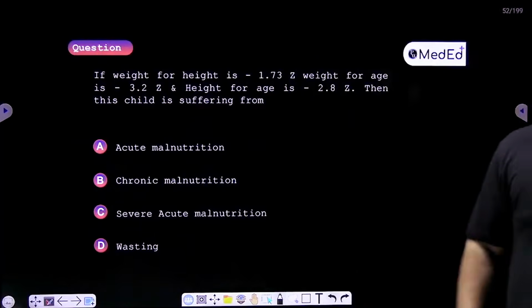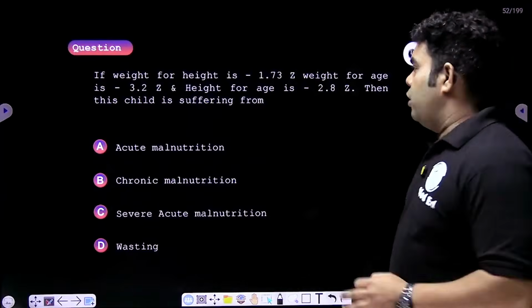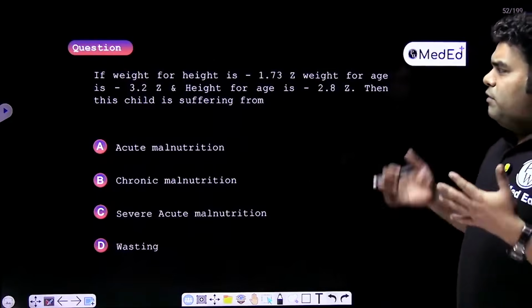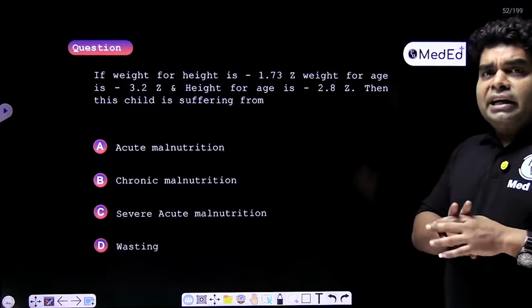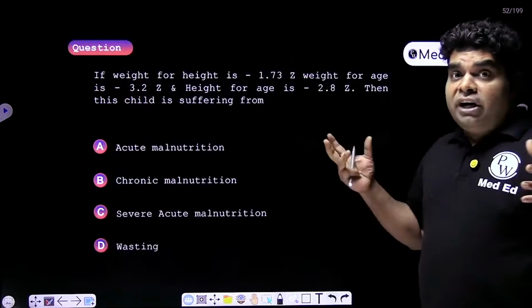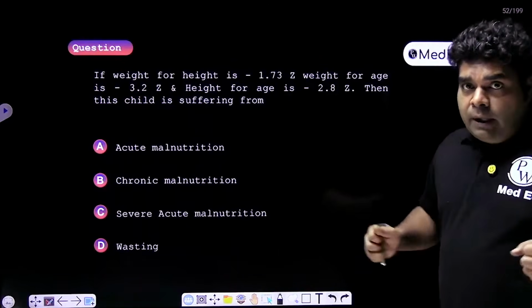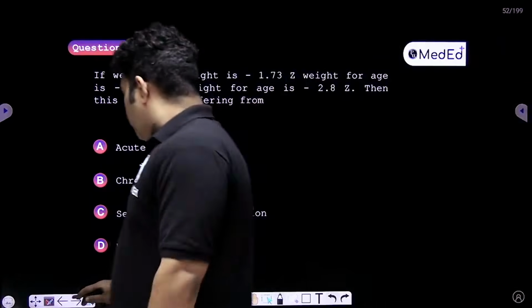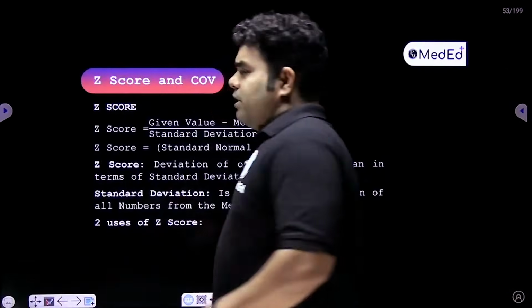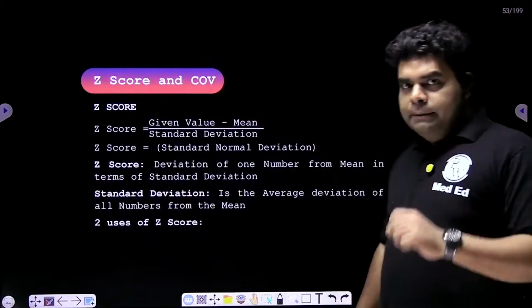Now, let's understand the concept of Z score. And on this Z score concept, they have asked a very good question in INICET from the growth chart and Z score combined knowledge. So let me explain this Z score part to you first. What is this Z score? It's a very simple thing actually.